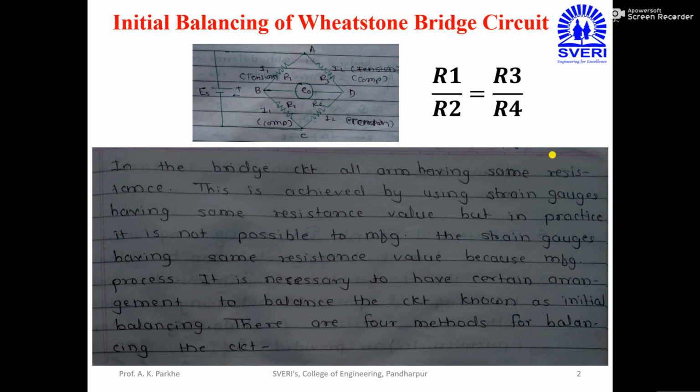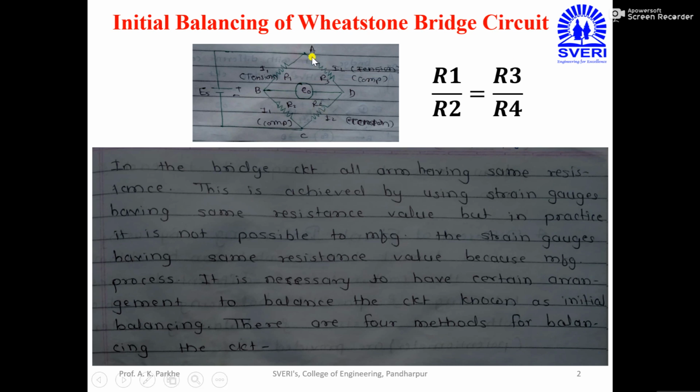Related to this initial balancing, we discussed some things in the introduction of the Wheatstone bridge circuit, why this initial balancing of the bridge circuit is required. As we know, the Wheatstone bridge circuit consists of a total of 4 arms, and all the arms have different resistances. Arm number 1 has the resistance R1, arm number 2 has R2, arm number 3 has R3, and arm number 4 has R4.